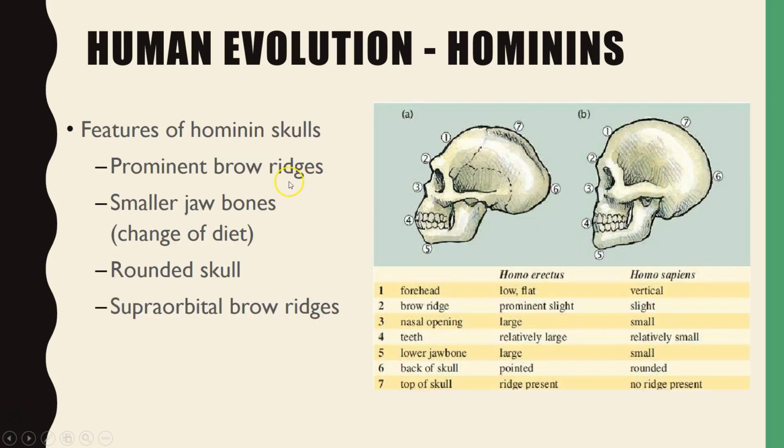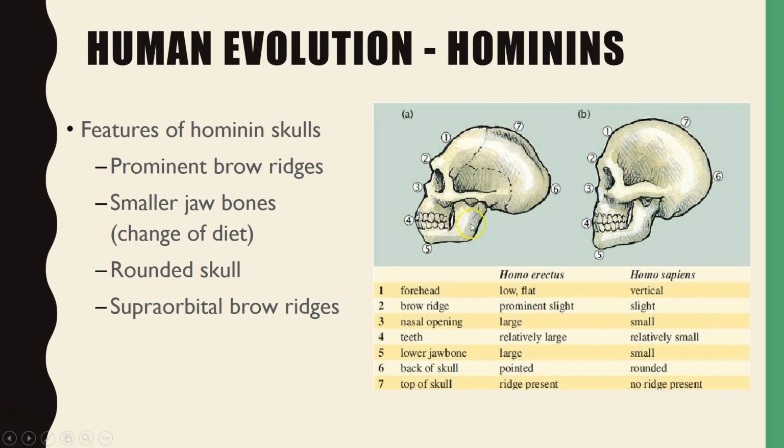So, key features of hominin skulls to look out for. We have prominent brow ridges, meaning in earlier hominins they have large brow ridges, whereas humans have much smaller ones. You can also see the eye sockets are larger and less rounded in early hominins such as Homo erectus, and in humans they're more rounded.